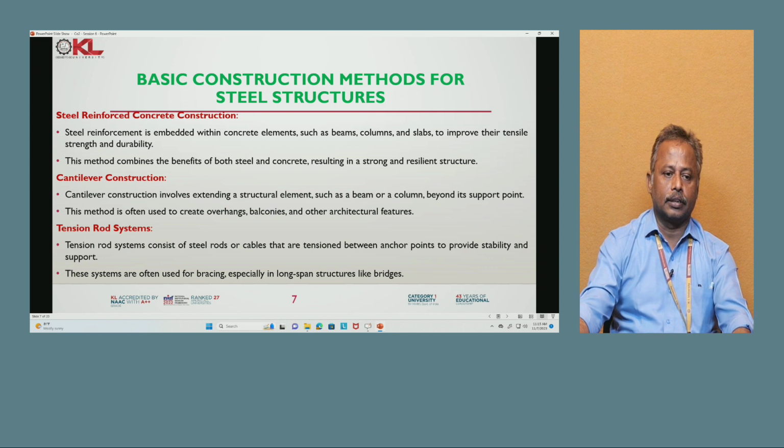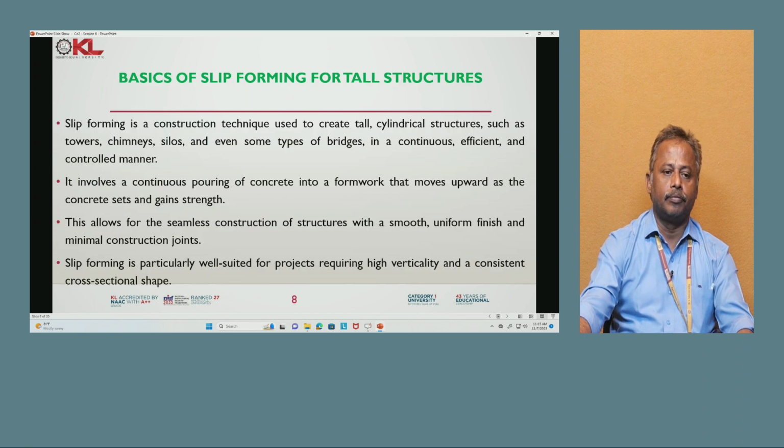Next, cantilever construction. Cantilever construction involves extending a structural element like a beam or column beyond its support point. This method is often used to create overhangs, balconies and other architectural features. Next, tension rod systems. A tension rod system consists of steel rods or cables held in tension between anchor points to provide stability and support. These systems are often used for bracing, especially in long span structures like bridges.